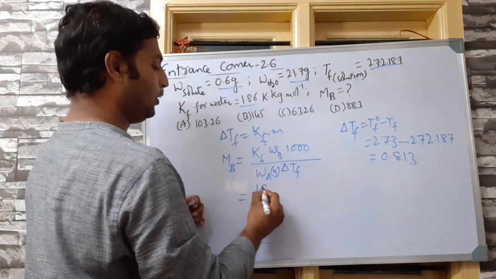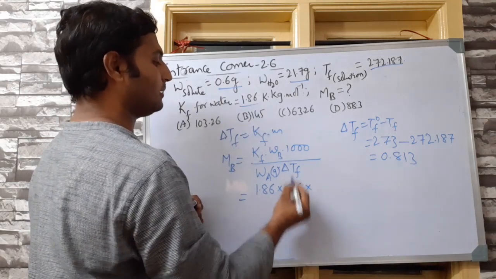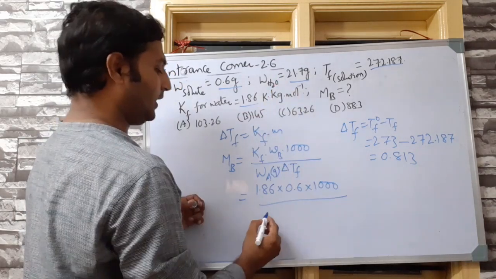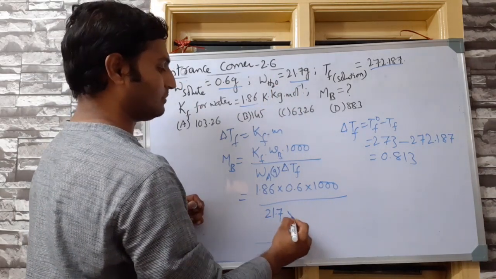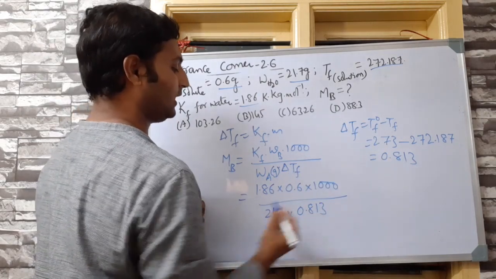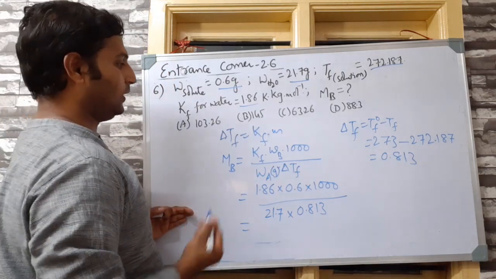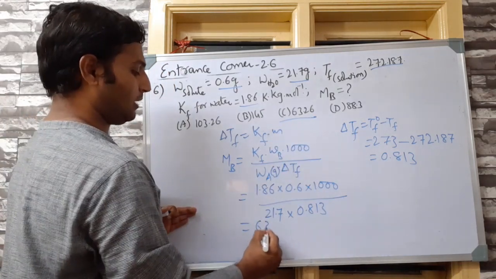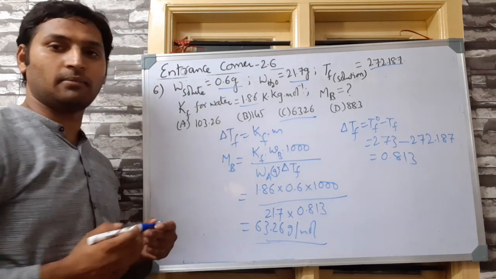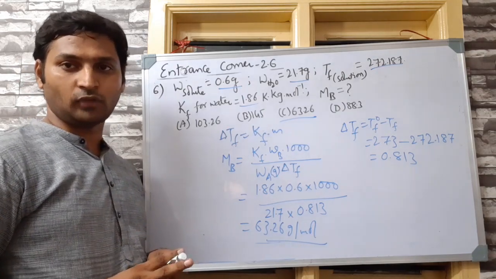Kf is given as 1.86 into weight of solute is given as 0.6 grams into 1000 divided by weight of solvent is given as 21.7 grams into delta Tf, we calculated it as 0.813. Solve everything, you will end up getting 63.26 grams per mole as the molar mass of the solute. Another straightforward problem. Okay.